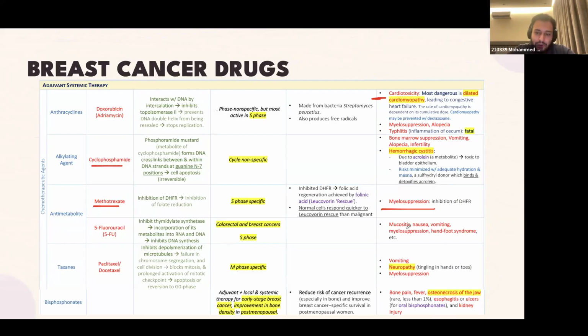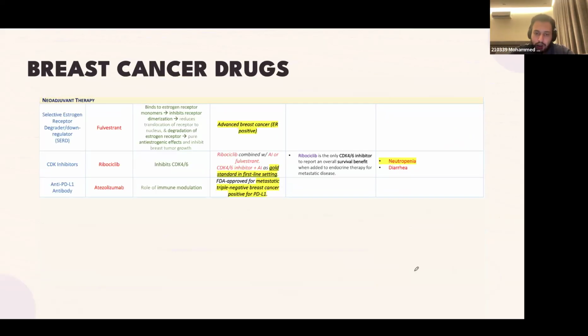Then you have 5-fluorouracil, which causes mucositis, myelosuppression, hand-foot syndrome. There's a picture of it in your slides. Then you have taxanes such as paclitaxel and docetaxel. You have neuropathy as its main side effect. Then bisphosphonates for patients with reduced bone density for osteoporosis, and you already know. Now you have neoadjuvant therapy. The ones you need to remember are mainly this and its indication, which is for CDK4/6 positivity, and atezolizumab, for PD-L1.